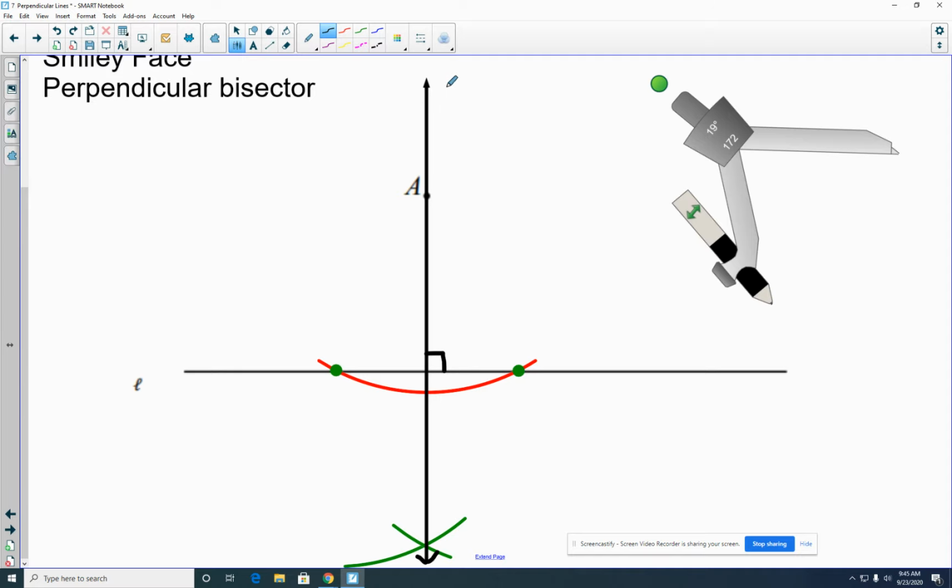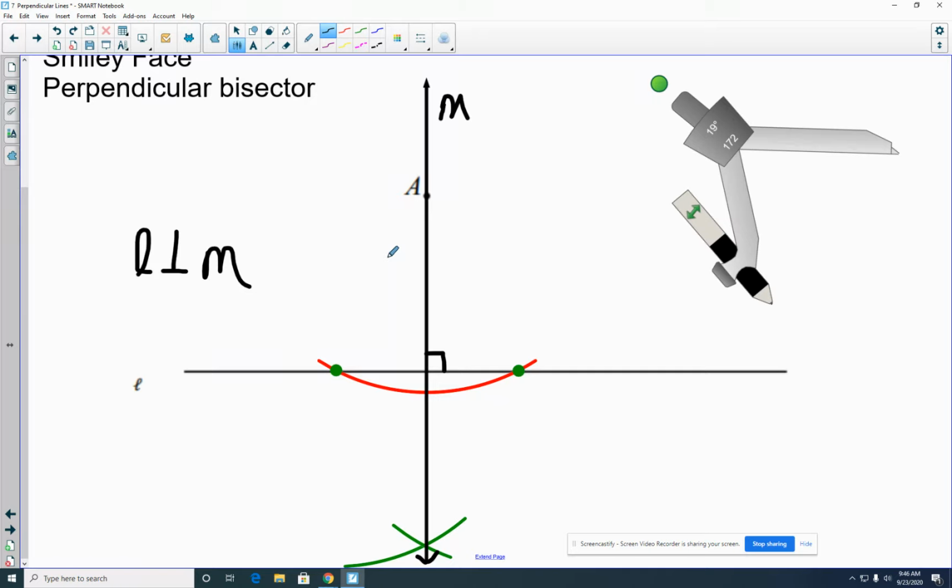If I wanted to name this line, how about I name this line like line M, right? I can now say that L is perpendicular to M, right? This symbol here, that upside down T, means perpendicular. So line L is perpendicular to line M. And that's a mathematical sentence. All right, so pretty straightforward.